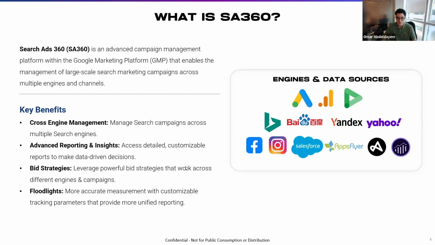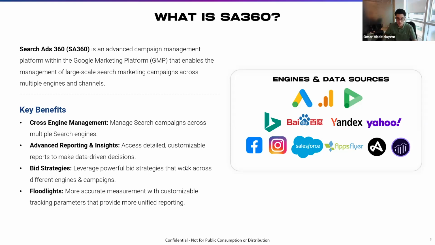So some of the key benefits of SA360, and the first one, of course, it's the easiest one to think of, is cross-engine management, where you can manage all of your search campaigns against multiple engines, all within the same platform at once, and utilize tools within this platform to make all of that a lot easier. Additionally, as well, you got a lot of advanced reporting and insights. So not only, of course, are you able to bring in all of these engines at once, you can also report on them all at the same time using some advanced reporting methods within SA360.